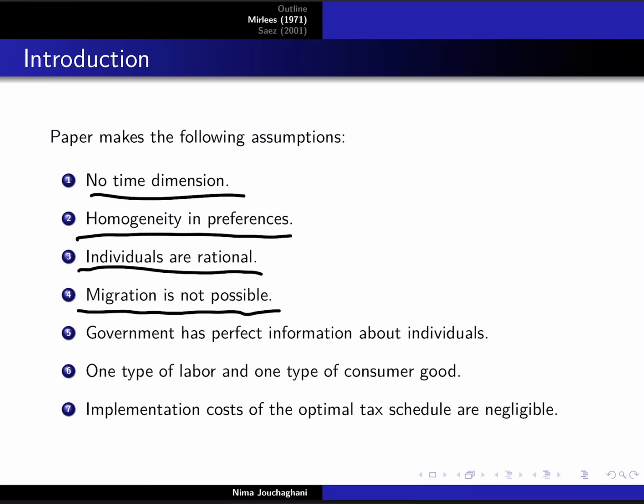If you would allow for migration, it has an impact on the elasticity of high income people, not only high income people, but also others in the income distribution. So if you do not allow for migration, the elasticity, so the response to tax schedules, might be different compared to a situation where migration is possible. So this is quite a strong assumption that he's making here. If you would allow for migration, you would have a two-country model, and then the countries are competing with each other, and this really complicates the model, I guess.